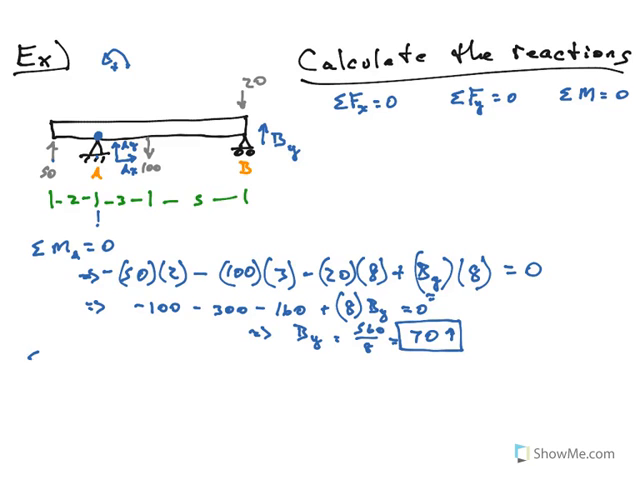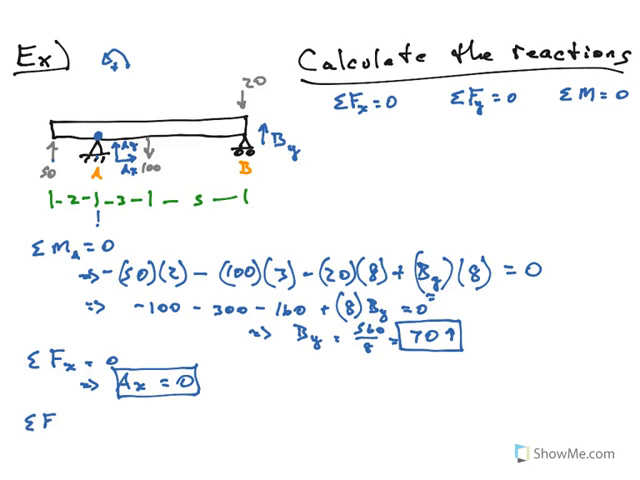Next one I'll use, let's try the sum of the forces in X is equal to 0. Alright, so now all I want are horizontal forces. So let's see, what do I have? I've got AX to the right, so positive AX, and that's the only horizontal force here. Alright, so easy, AX is equal to 0. There is no horizontal reaction at A.